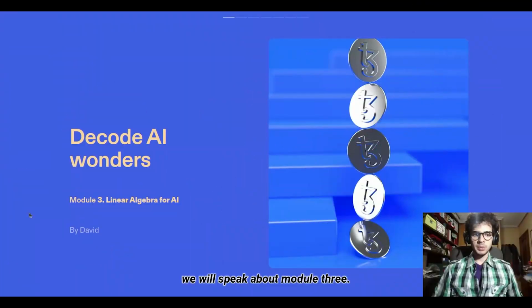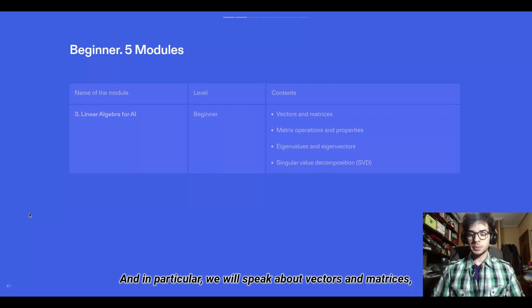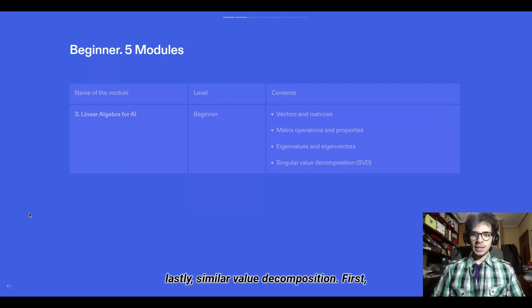Today we will speak about module 3, linear algebra for artificial intelligence. This module is part of the beginner level, and in particular, we will speak about vectors and matrices, matrix operations and properties, eigenvalues and eigenvectors, and lastly, singular value decomposition.